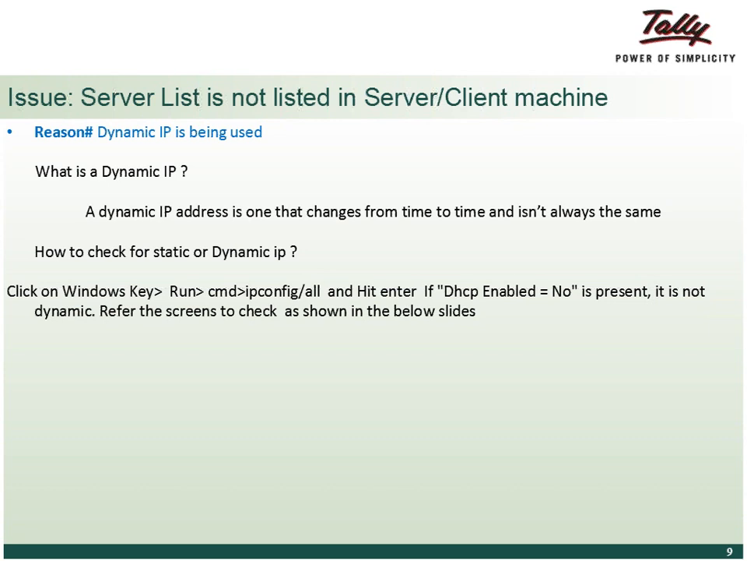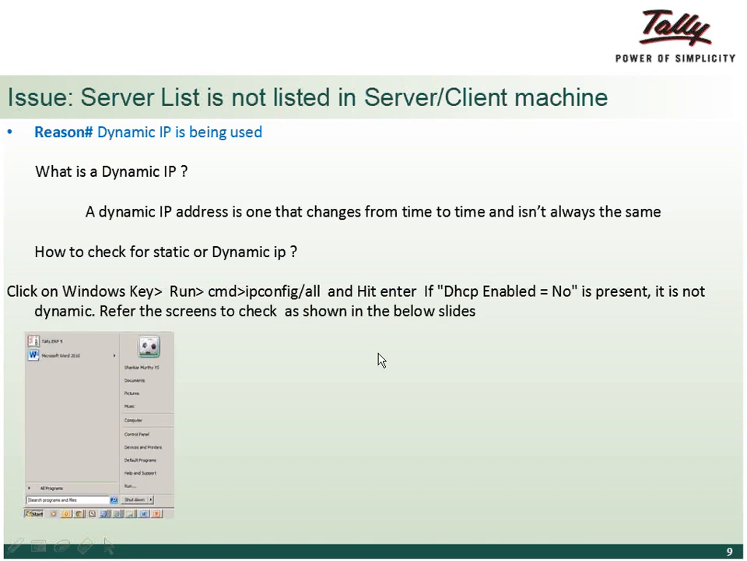Here you will be getting one particular option, that is DHCP enabled equals no. If this particular option is set to no, it means that it is not dynamic. If this option is coming as yes, once you give this command, that is ipconfig/all, that means that the system has been configured with dynamic IP.